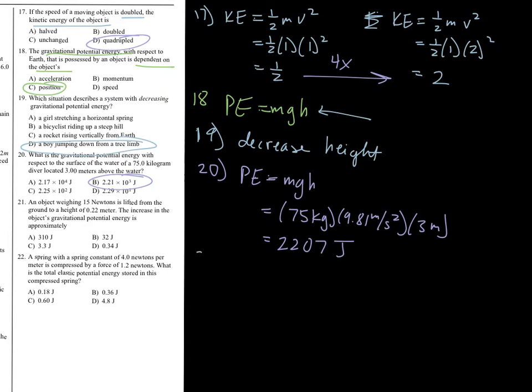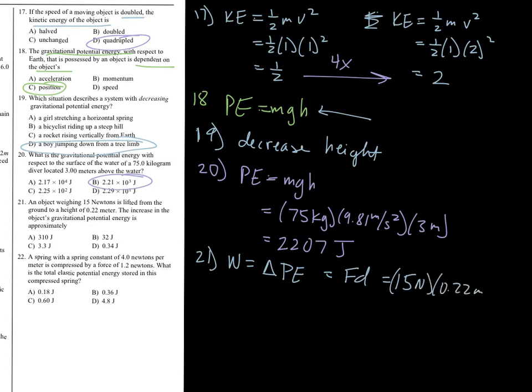Now let's look at 21. Okay, an object weighing that many newtons is lifted from the ground to a height of 0.22 meters. Increase. You could look at it this way: the work you do can also change an object's potential energy. So the increase in potential energy is equal to F times D in this case. Or you could do mgh. They already gave you mg as 15.